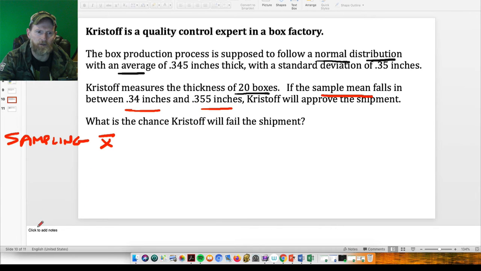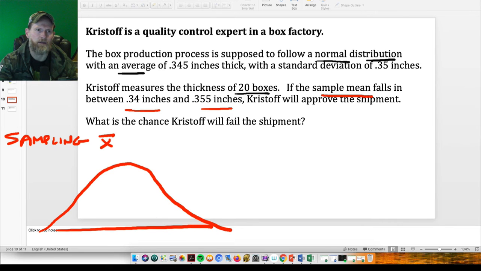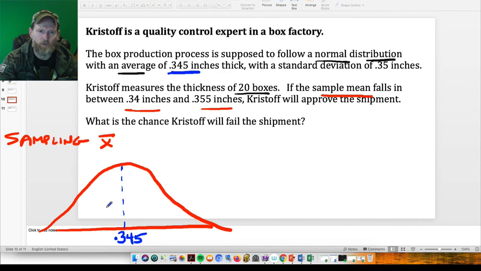So we could draw this problem like this. And we could put the mean here in the middle, 0.345. That is the population mean. That's what this means, the production process. And the central limit theorem allows us to use that here for the sampling distribution. This red line is actually Christoph's sample with an n equal to 20.